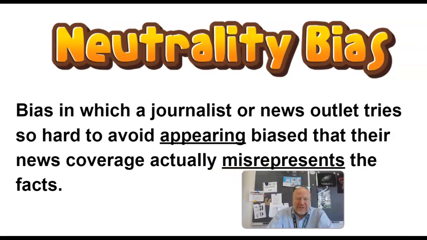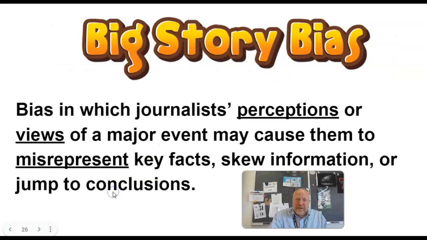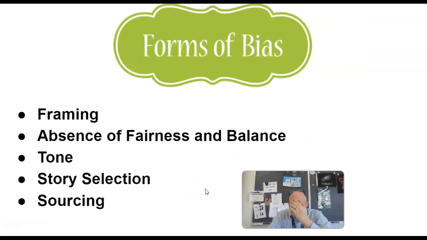Neutrality bias, bias in which the journalist or news outlet tries so hard to avoid appearing biased that they actually misrepresent things. So I know I have some bias. I'm going to try to negate that by really over-reporting the other side, and now I've left the side I started out with. That is an issue too. Big story bias. Your perceptions, views of the event might cause you to misrepresent information. So those are 5 types.